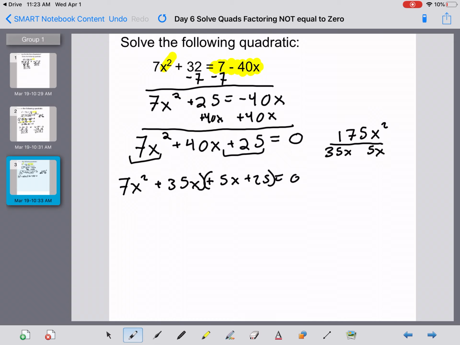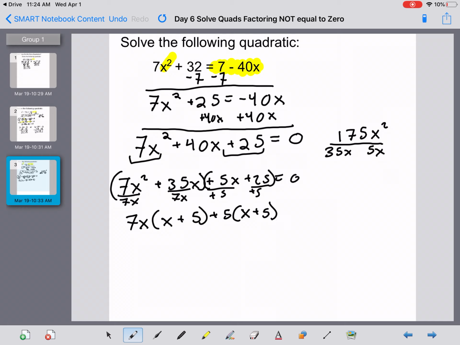I can group my first two and my last two terms. The GCF of my first two terms is 7x, so I can divide each term by 7x, and I'm left with x plus 5 in my parentheses. And the GCF of my last two terms would be a positive 5. So I can divide both terms by 5, and I'm left with x plus 5, still. So now my parentheses still match, so I can rewrite my quadratic as (7x + 5)(x + 5).